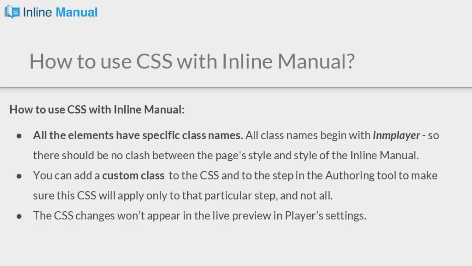And how to use CSS. All elements have specific class names, so there shouldn't be any problem between styles of Inline Manual and the style of your page. When you add CSS code in your site settings, it applies to all the topics. So if you want to make changes just for one particular step, you need to add a custom class to your CSS and also to the step within the authoring tool. This way, this CSS code will only apply to that one particular step that you want.